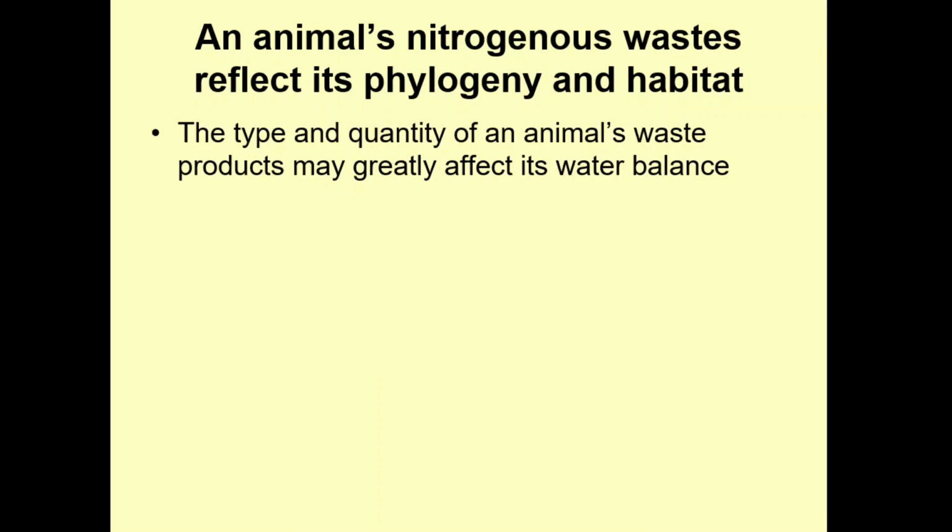The type and quantity of an animal's waste products may greatly affect its water balance. And as we'll see, it's not only that the buildup of nitrogenous waste, particularly, but waste products affects the osmolarity of the tissues. Different types of nitrogenous waste will require different amounts of water to help with their excretion, but that will also be determined by the habitat and lifestyle that those animals have.